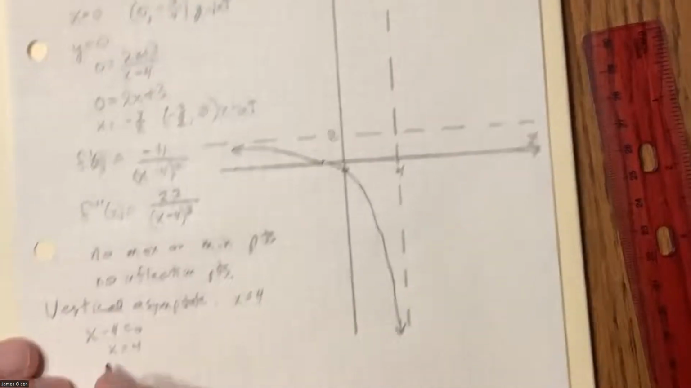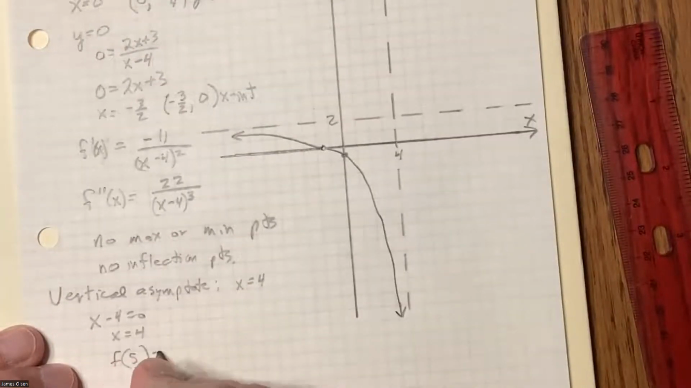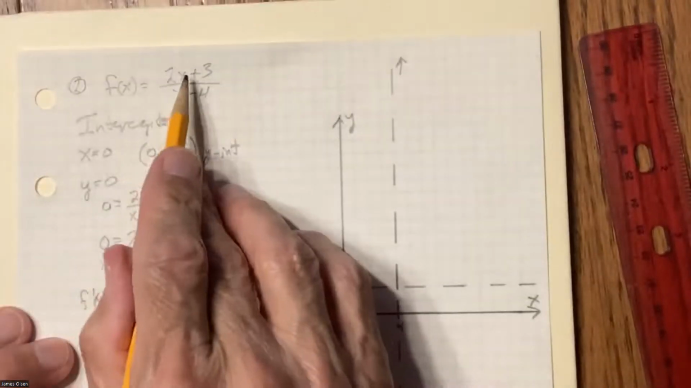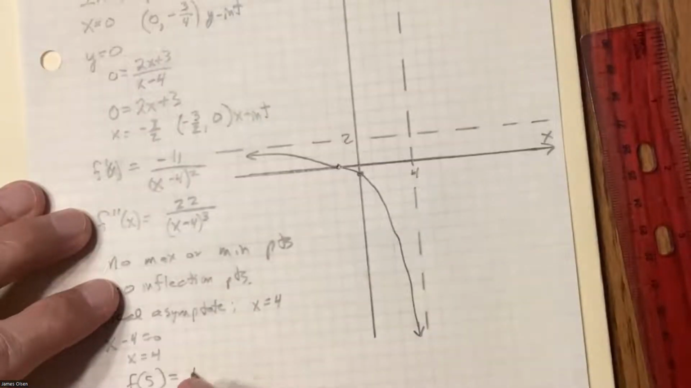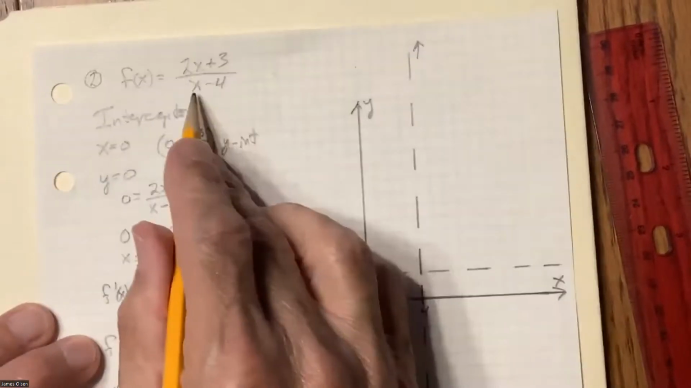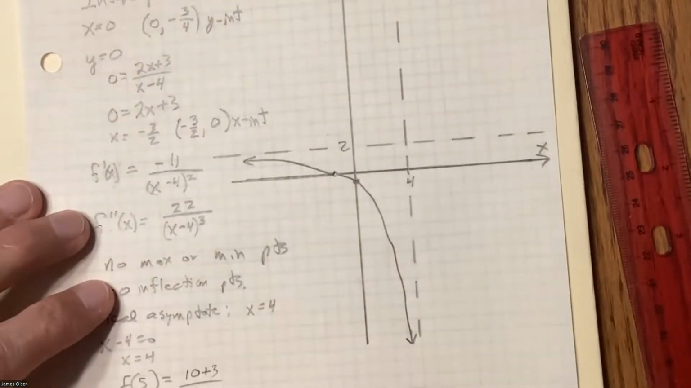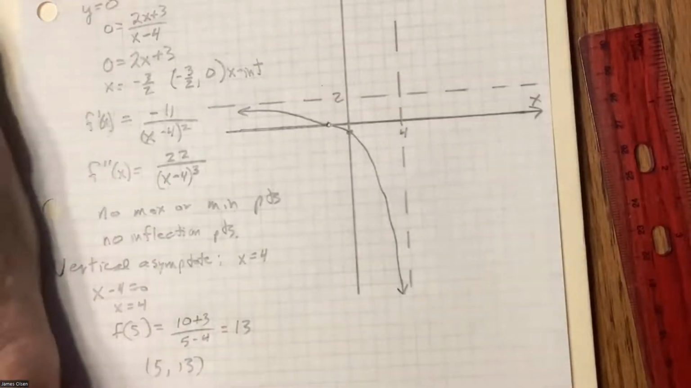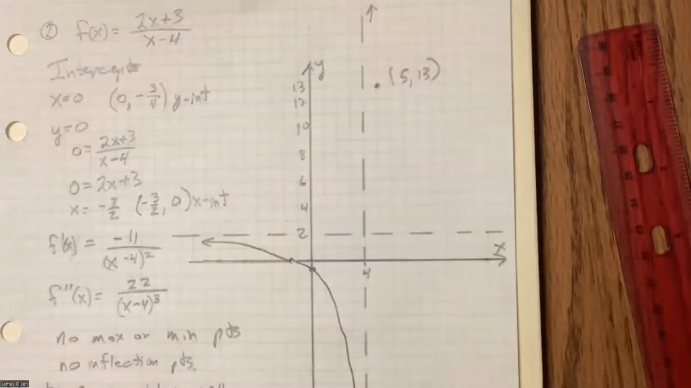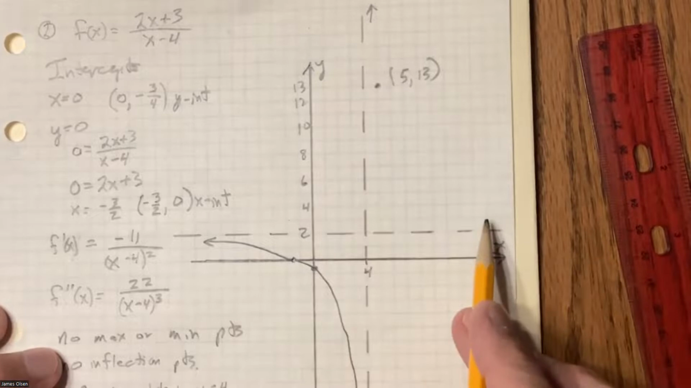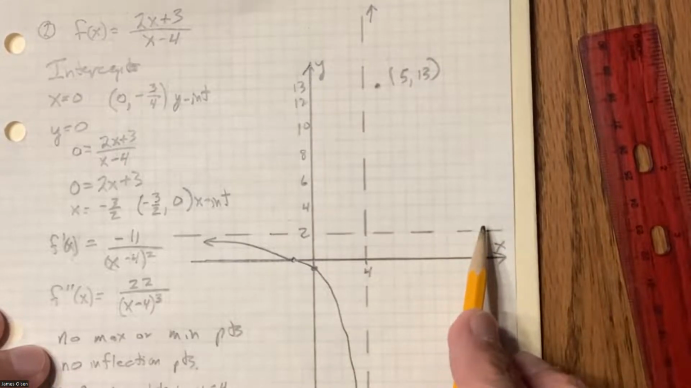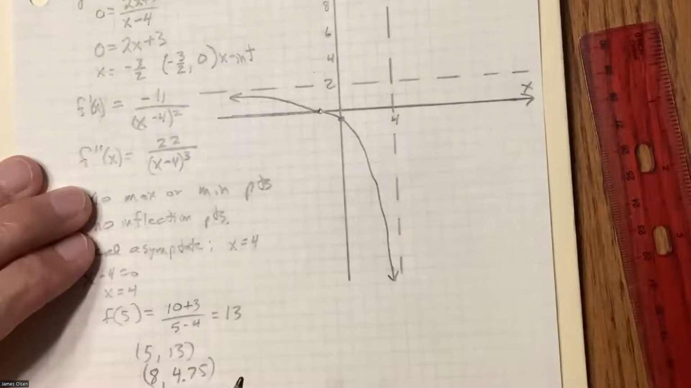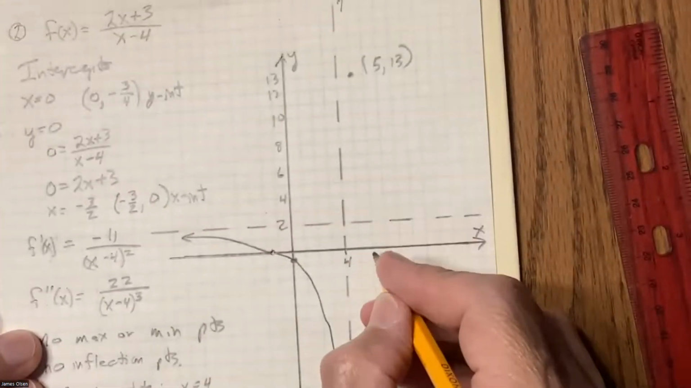So let's find f of 5, for example, on a calculator. Plugging in 5, I'm going to get 10 plus 3 on the top and 1 on the bottom. I believe that's 13. So we have the ordered pair 5, 13. Let's graph that point. So here's 5, 13. It might be nice to have one more point. I did a calculator and I got 8, 4.75.